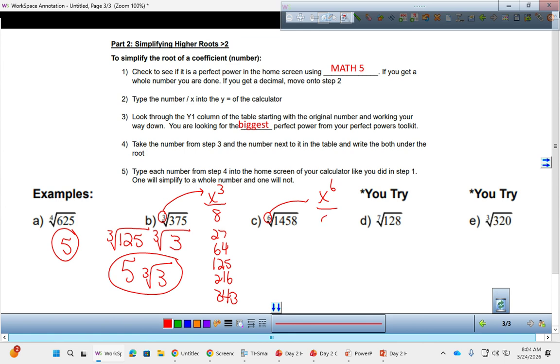This is 64 and 729. It's not going to be 4,096 because that's bigger than the actual number. That one's not going to be divisible by it. So I'm looking for one of those 2 numbers in my list. And I'm getting those numbers because this is a 6th root. I want to look at the 6th list.